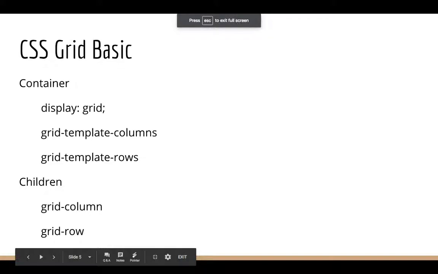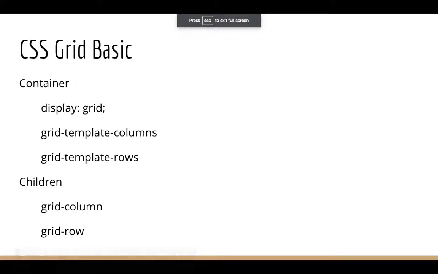Some basics. Basically, the CSS Grid needs a container and all the children items. In the container, we should declare display grid and set up some attributes like how many columns are in this grid and how many rows, and maybe the column width or something. And in the children, we just declare, okay, where are you going to start, how many grid items are you going to take?